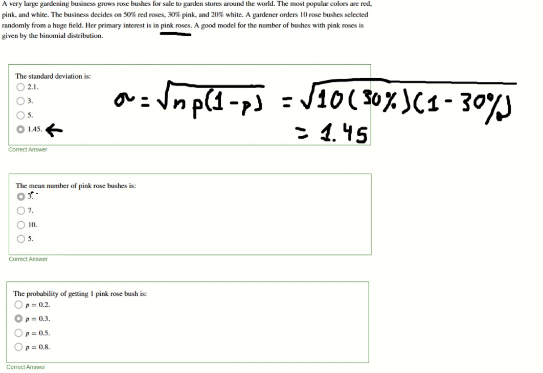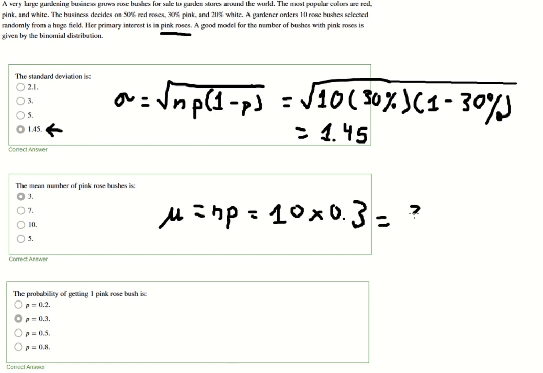Question number 2, what is the mean number in here? So we have the mean that should be like this. So and that is about 10. Probability that's about 0.3. That's it from here.